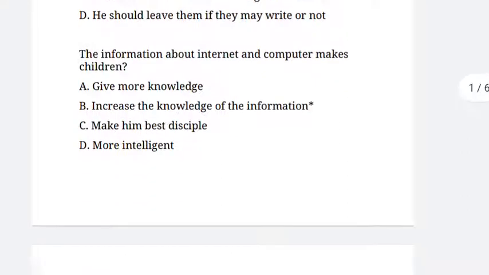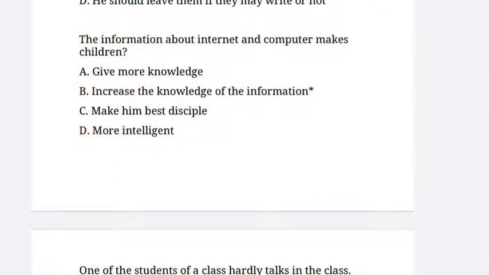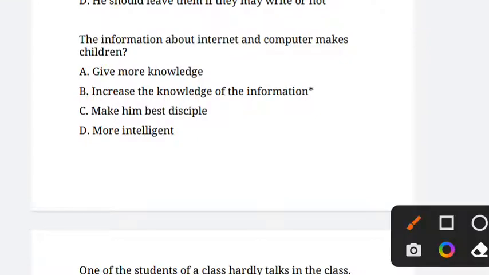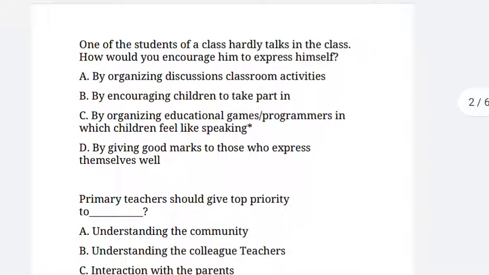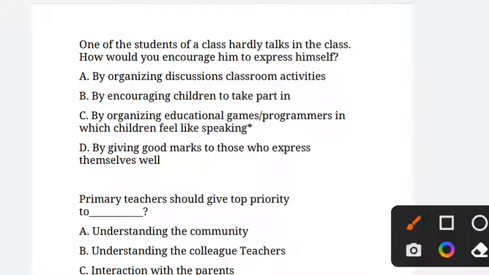Next question, the information about internet and computer makes children. Its answer is option B, increase the knowledge of the information. Next question, one of the students of a class hardly talks in class. How would you encourage him to express himself? Its answer is option C, by organizing educational games, programs in which children feel like speaking.